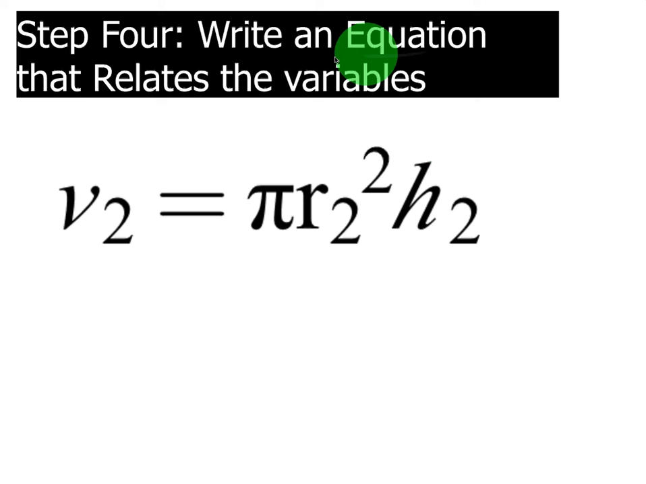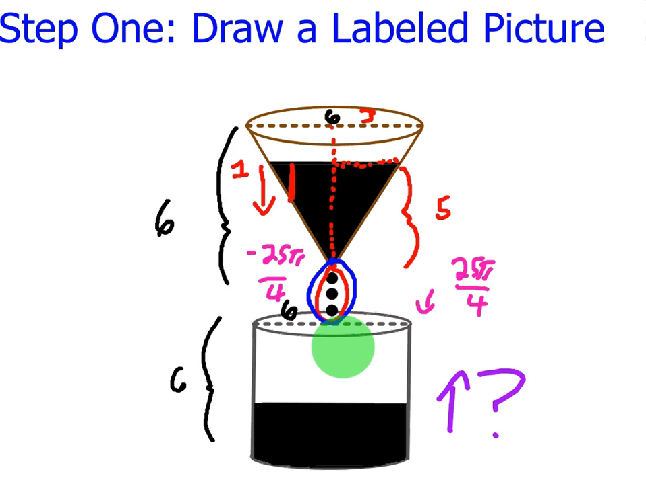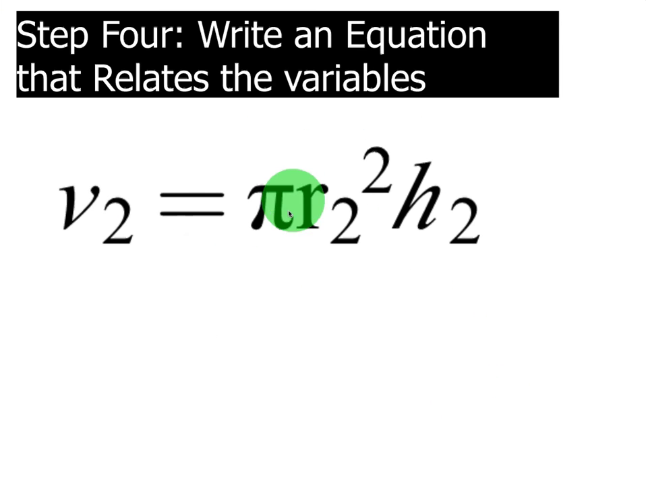Step 4, we're going to write an equation that relates the variables. V2 equals pi r squared h. Now, since we have 2 different radiuses, one for the coffee in the cone, and one for the coffee in here, we said that everything here we're going to label R2 and H2 and V2. So it's V2 equals pi R2 squared H2.